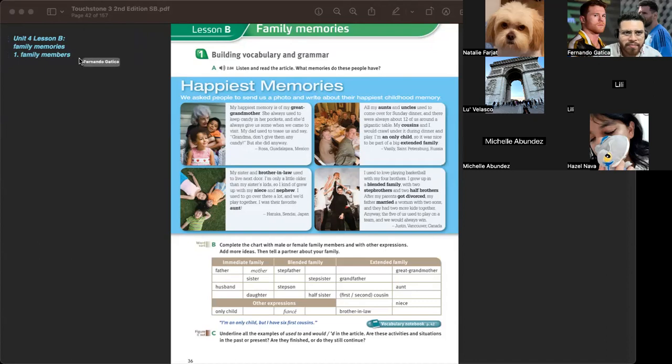How do I say padre in English? Father. Y madre? Mother. Good. Abuelo. Grandpa, grandfather. Abuela. Grandma. Esposo. Husband. Esposa. Wife.